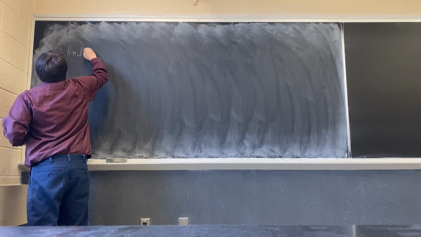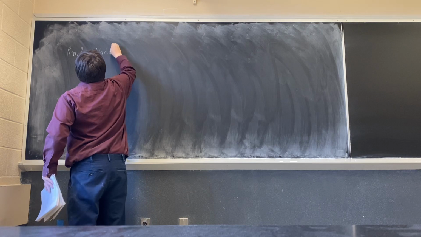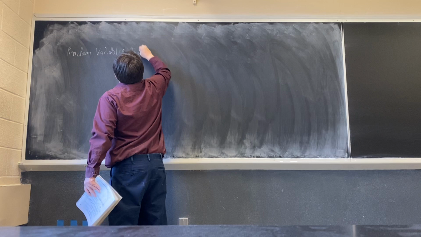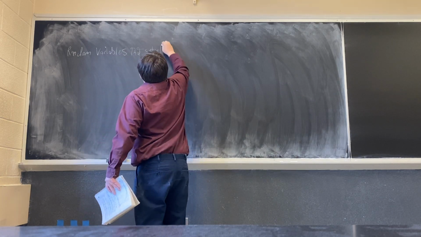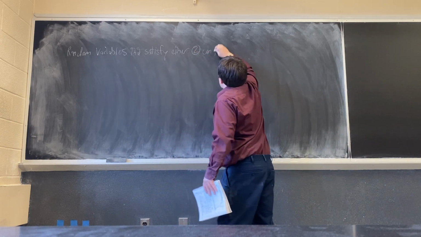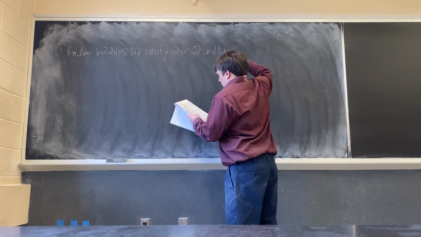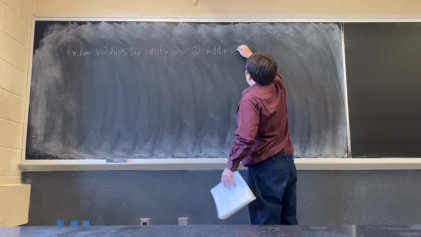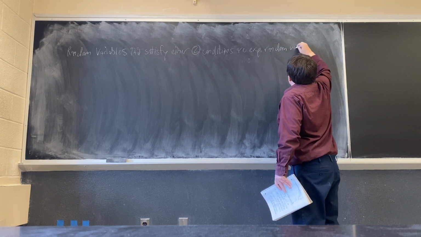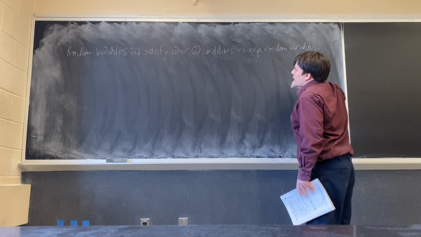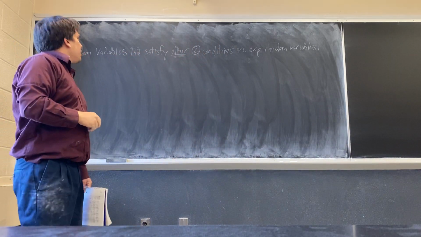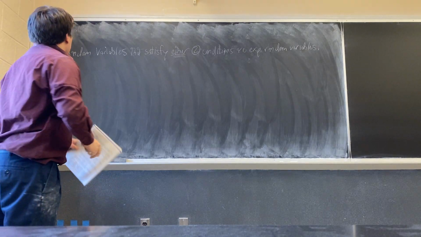Next, random variables that satisfy not both, but either of the 2 conditions are exponential random variables. Okay? So it just has to satisfy either of these 2 conditions, and then you have an exponential random variable.